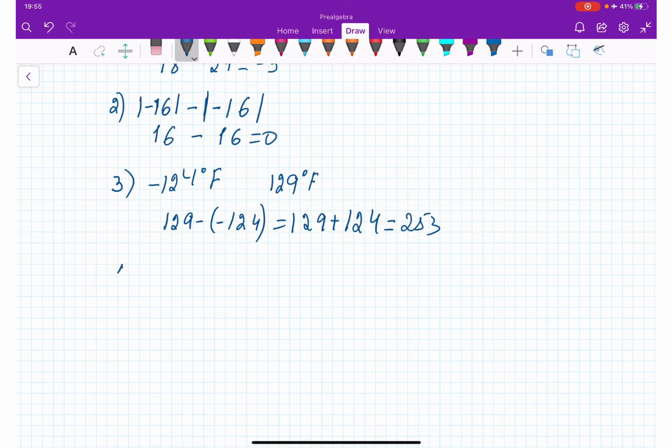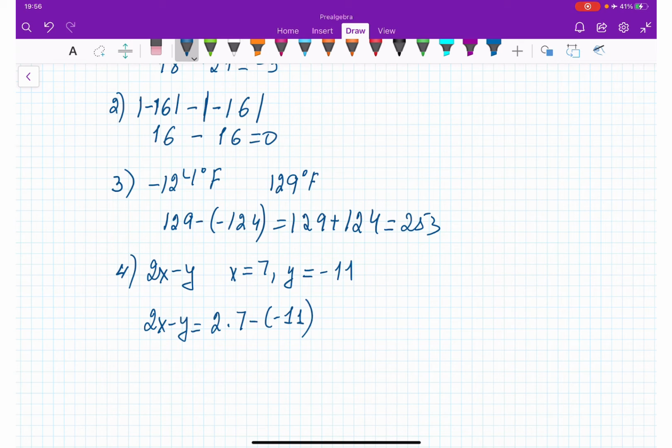Number 4. So we need to evaluate 2x minus y when x is equal to 7, y is equal to negative 11. Okay, so 2x minus y is equal to 2 times 7 minus negative 11. So what we are getting, 14 plus 11, and we get 25.